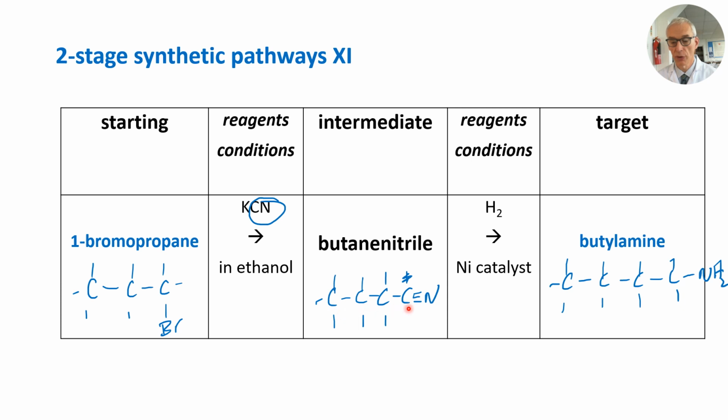1, 2, 3, 4 in the chain, and then we reduce the nitrile group, hydrogen and a nickel catalyst, so we're adding hydrogens to both the carbon and to the nitrogen. So there is our solution. Okay, let's move on to number 12.